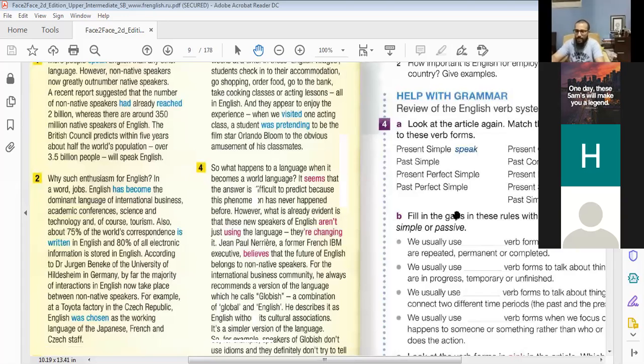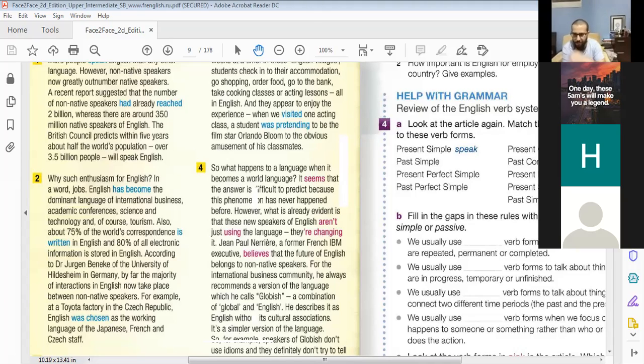Correct. Because we have two passives in the exercise actually. Is written, it's also passive. Yeah, correct. Okay, so we have past simple passive. There's another passive. Is written. Present. Correct. This is the present passive.